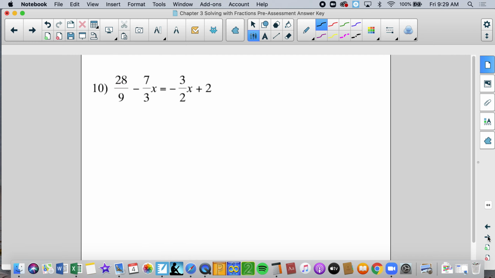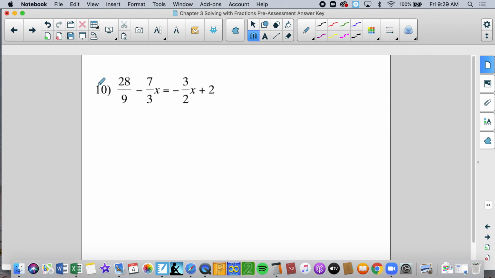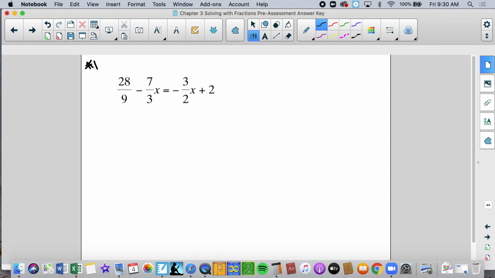Number 10. Now we have variables on both sides and constants on both sides. There's nothing I have to change because they're already improper fractions. So I just have to find the LCM of 9, 3, and 2. So what number was that? That was number 10.